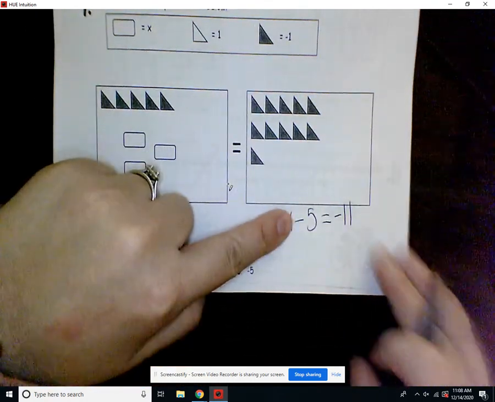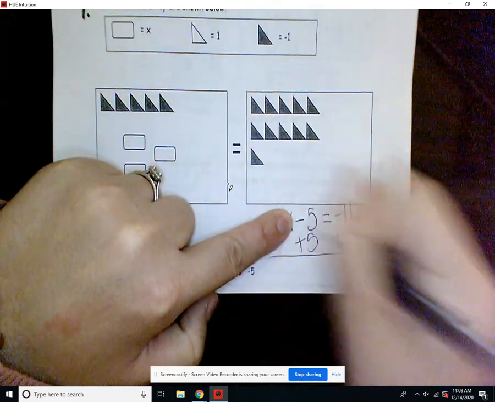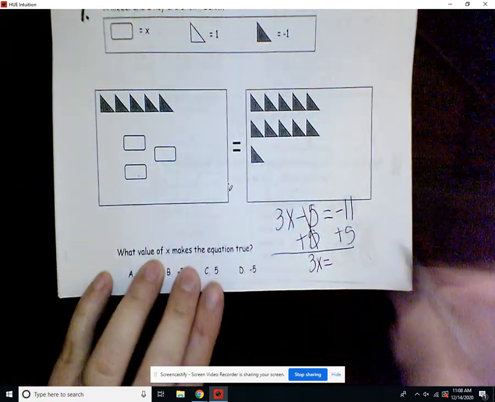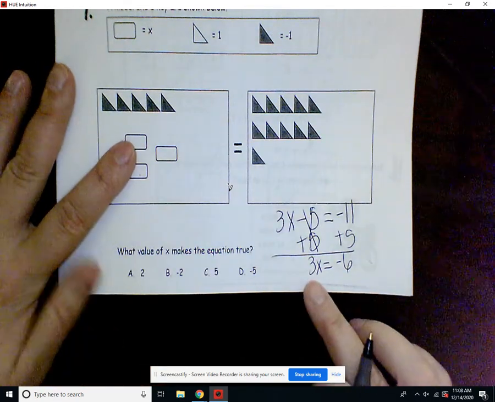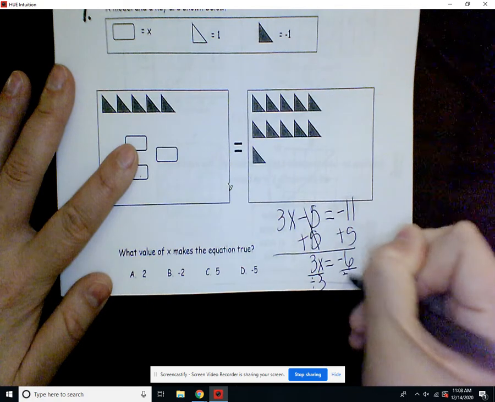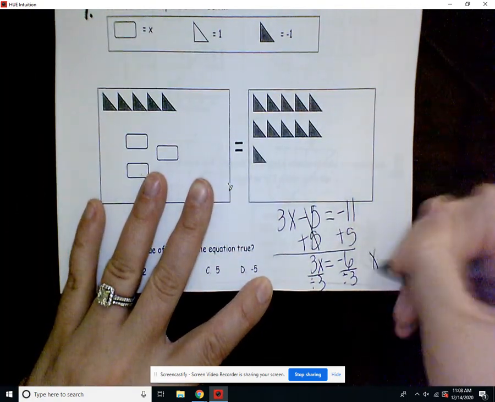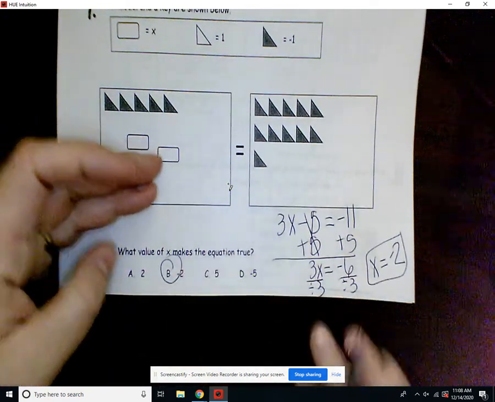Okay, so now we're going to solve. So we'll cover up our 3x. Opposite of -5 is +5. We're left with 3x. -11 plus 5 is -6. 3x is multiplication, so the opposite is division. So we're going to divide by 3. -6 divided by 3 is going to be -2, which is B.